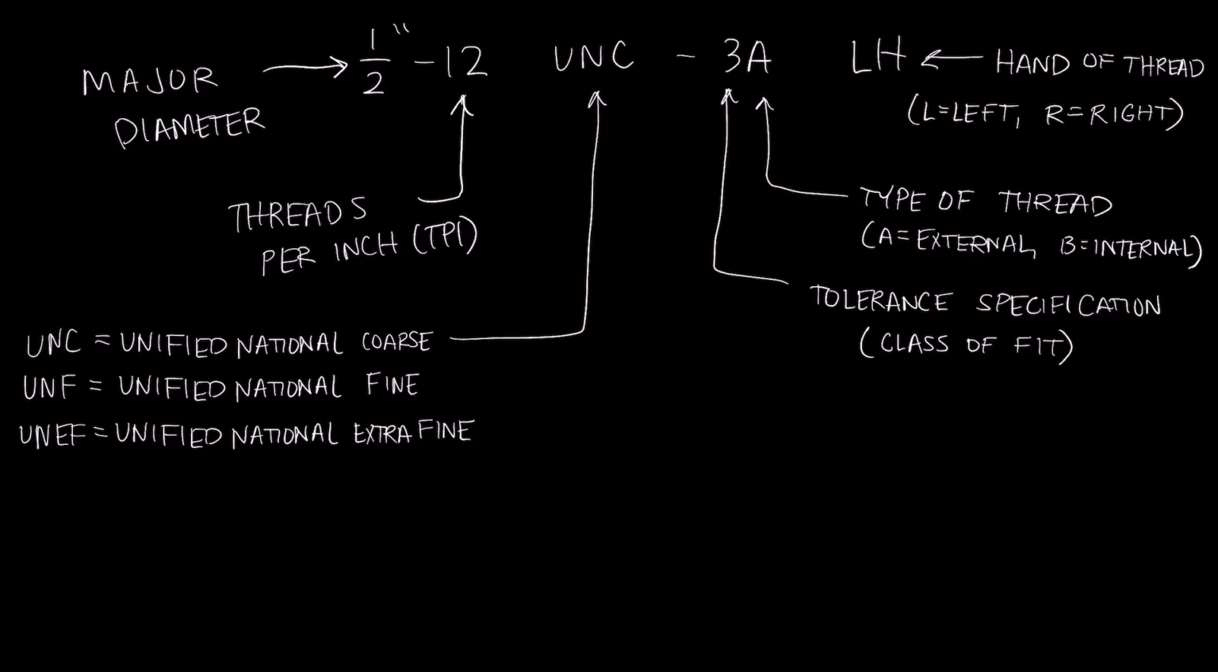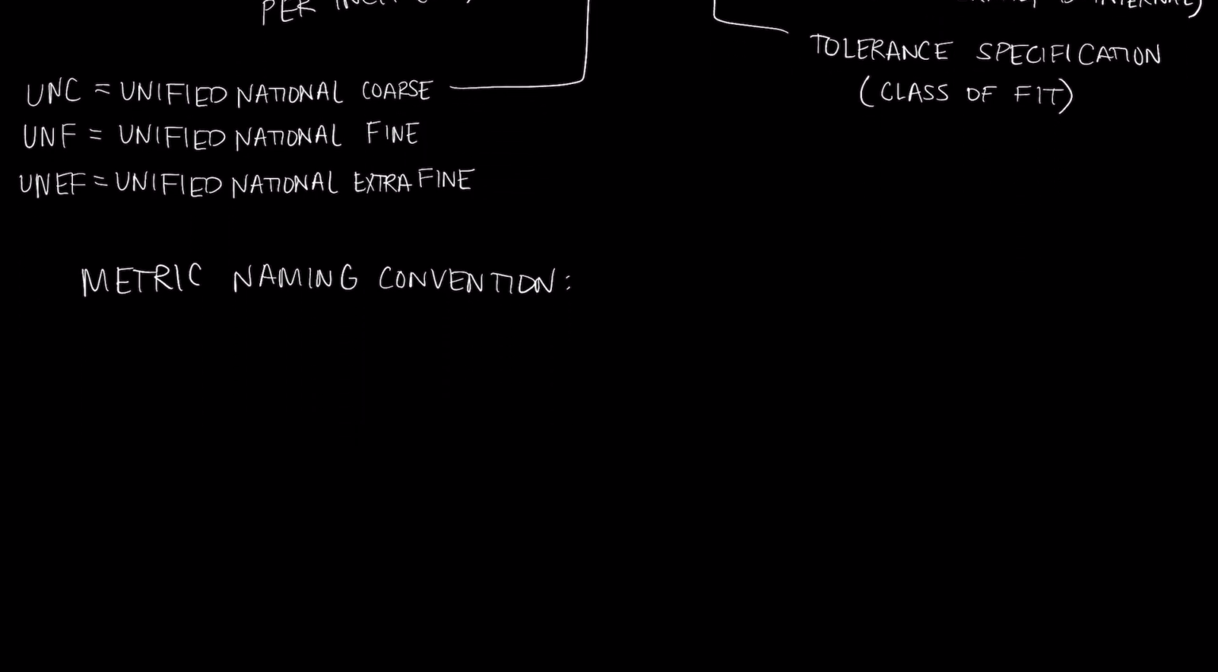Okay, now for the metric bolts. Their naming convention is going to look fairly different from the UNS naming convention. So let's take a look at a typical bolt spec you might see. Let's look at an M12 by 1.75. And then we'll use 6G by 85. All right, so again, if you want, you can pause, try to guess what you think each of these things mean. Then when you're ready, unpause, and I'll start telling you.